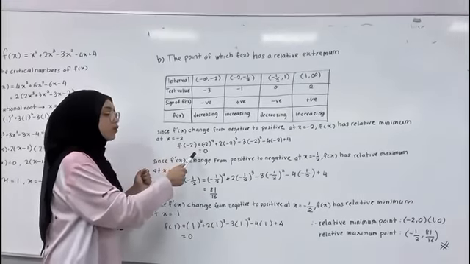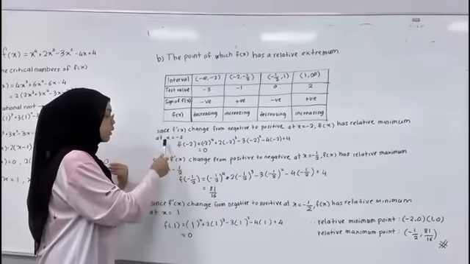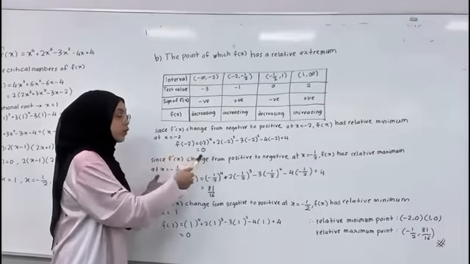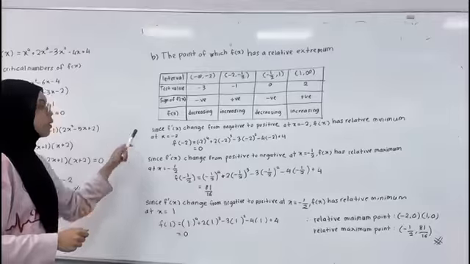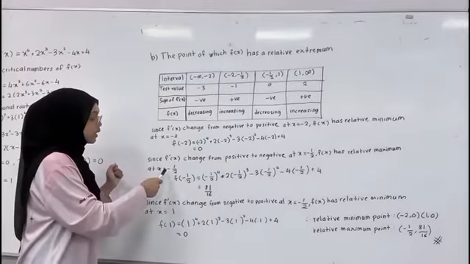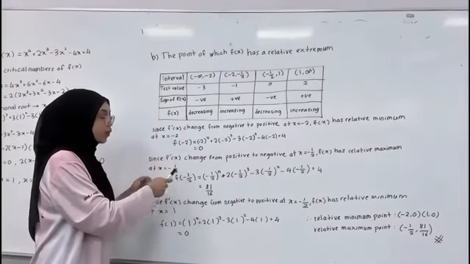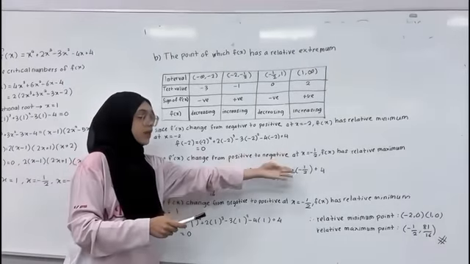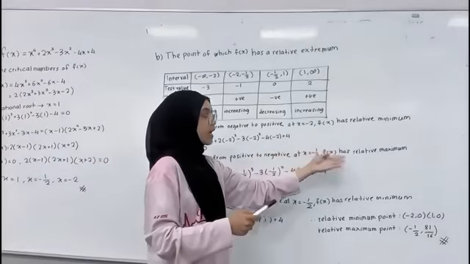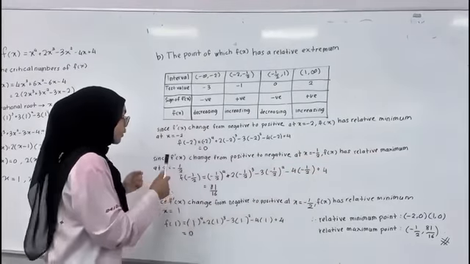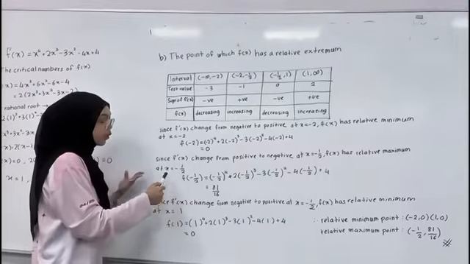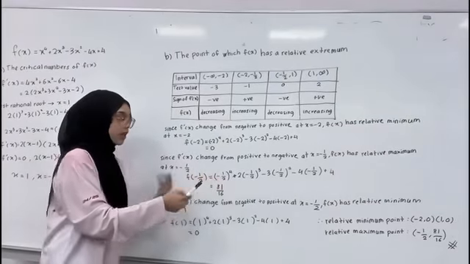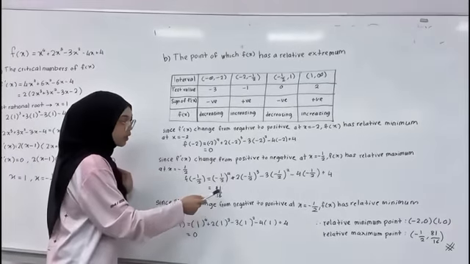So we find the y coordinate. We substitute x into the f(x) equation, then we get 0. Then for x equal to negative 1 over 2, f'(x) changes from positive to negative, so f(x) has a relative maximum. Here also we substitute f(negative 1 over 2) into the f(x) equation, then we get 81 over 16 for the y coordinate.